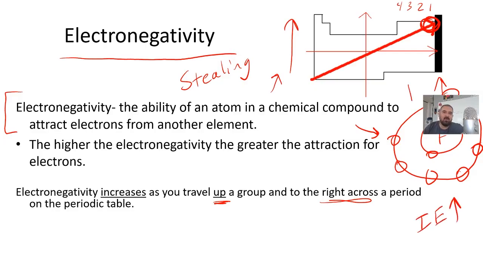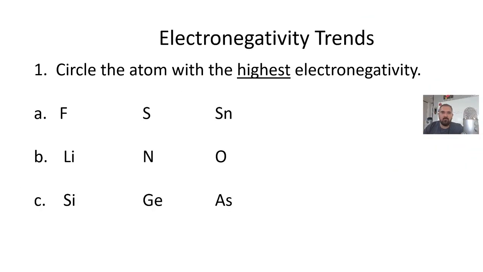Electronegativity, because it only wants 1 more valence electron, it's got a very strong attraction to other electrons. So its positive charge, also because it's so small, its coulombic attraction is really high. So its nuclear charge is really high, which is why fluorine is so good at stealing electrons. Nothing is better than fluorine at stealing electrons. So over here it says circle the atom with the highest electronegativity. Anytime you see fluorine, that's the answer.